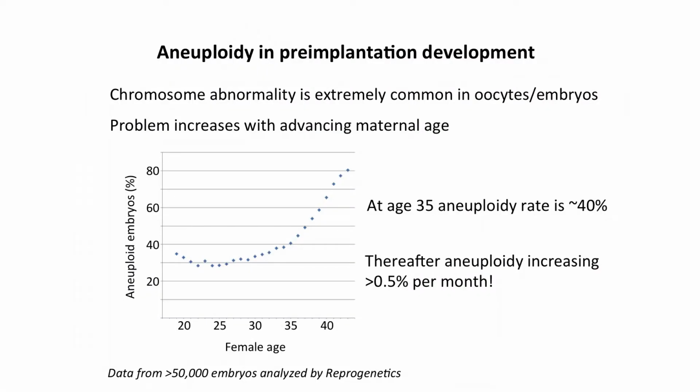Well, we care because aneuploidy in human preimplantation embryos is exceedingly common. And of course, as we all know, it's a problem that increases with advancing reproductive age. And here's that famous shape of graph that you get with incidence of Down syndrome or miscarriage or anything to do with chromosome problems with advancing age.